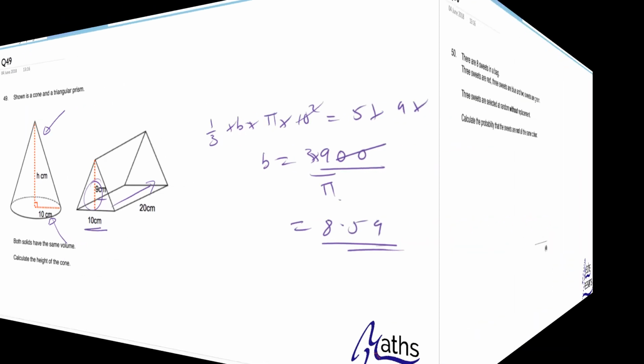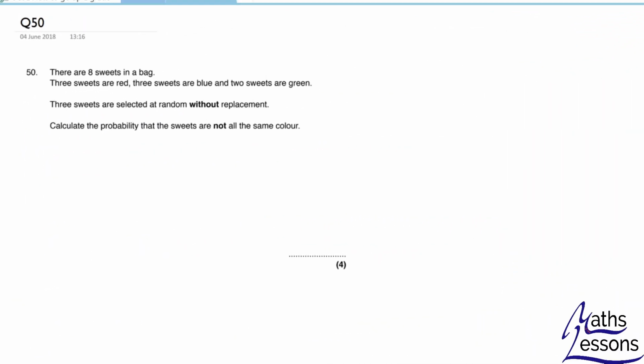2.3 significant figures. Okay, this question. There are 8 sweets in a bag. 3 sweets are red, 3 sweets are blue, 2 sweets are green. So we've got 3 red, 3 blue, and 2 green. That all adds up to 8, so I've written those down correctly.